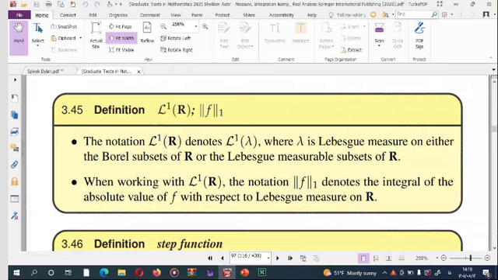So L1 of lambda is the space of integrable functions with sigma algebra of Borel sets or Lebesgue measurable subsets. When working with L1 of R, the notation norm 1 of f denotes the integral of the absolute value of f with respect to Lebesgue measure, with respect to lambda.